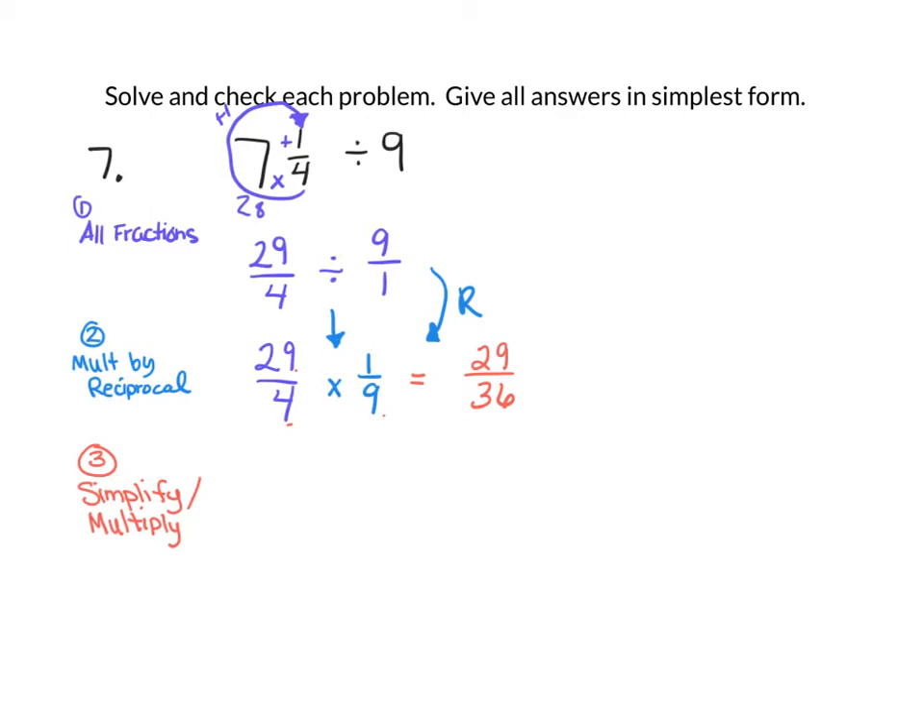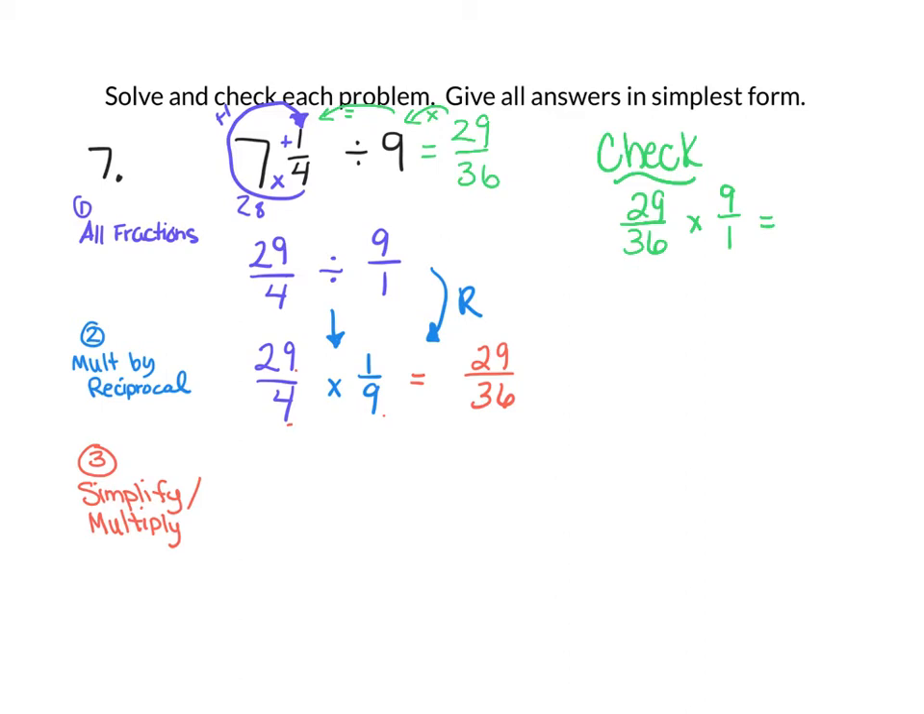So now I'd need to check. So remember, I would check by doing 29/36 and multiply that times 9, and you should get that equal to 7 1/4. So let's go ahead and multiply that 29 over 36 by 9 over 1.